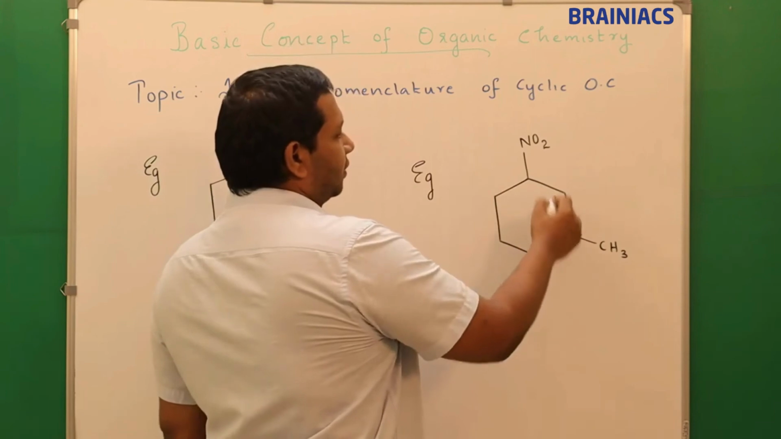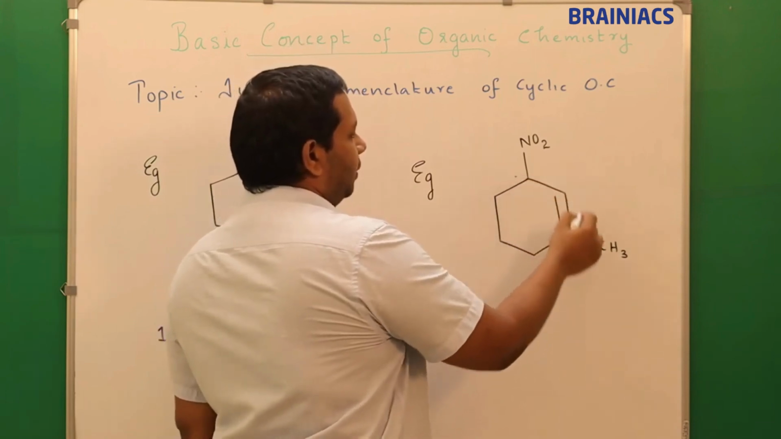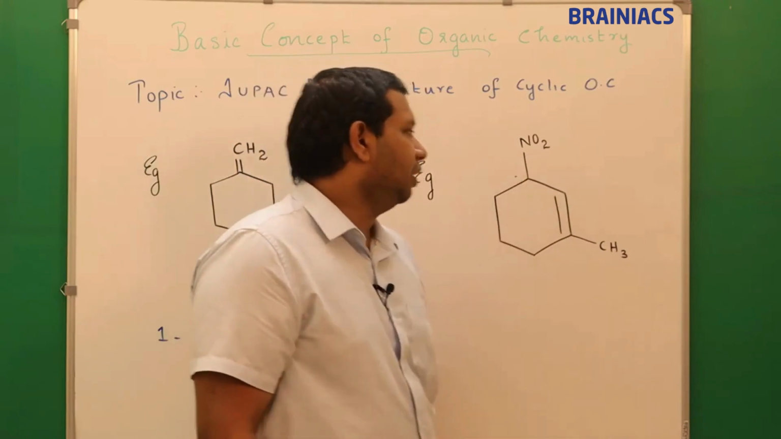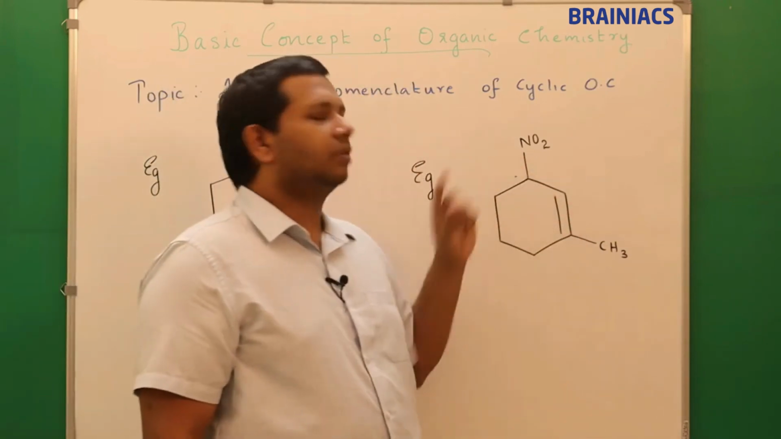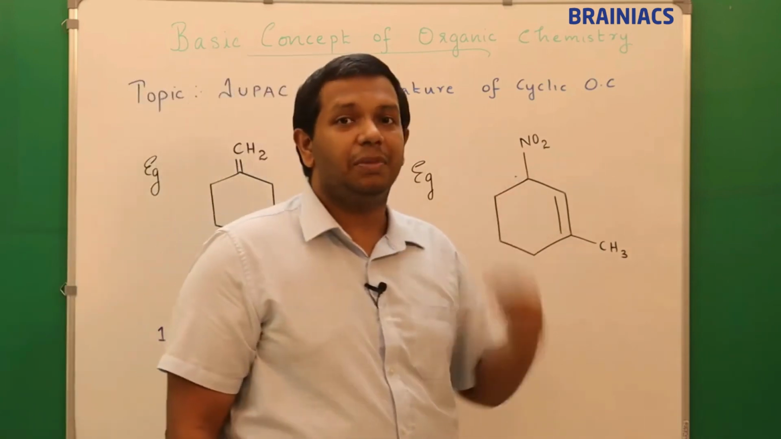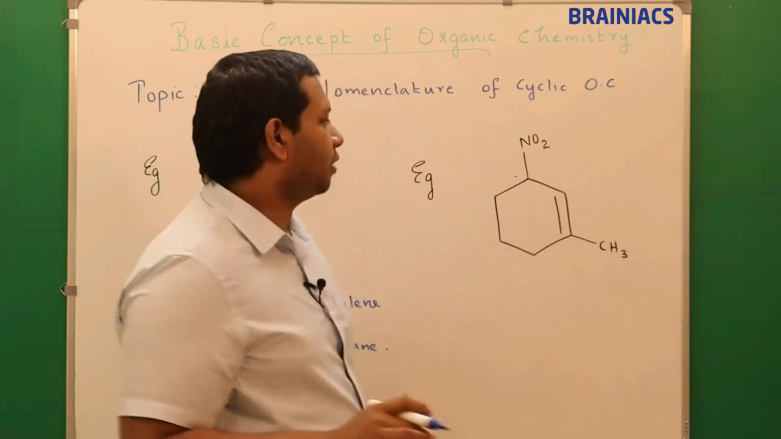So double bond is present inside the ring. So surely this is my parent chain. Now the question here is, substituents are also there. So double bond and substituents are there. So priority should go to double bond. So double bond should get the minimum possible number. So let me try it.